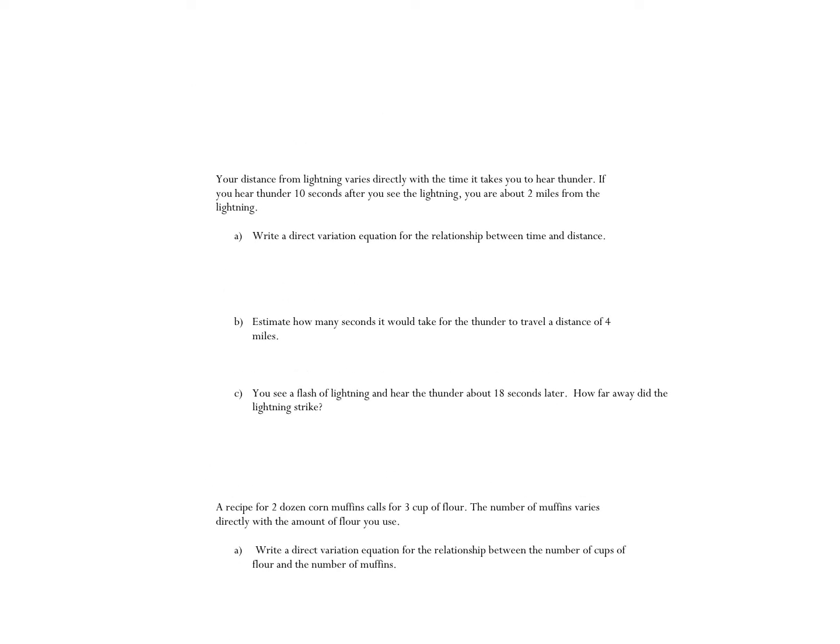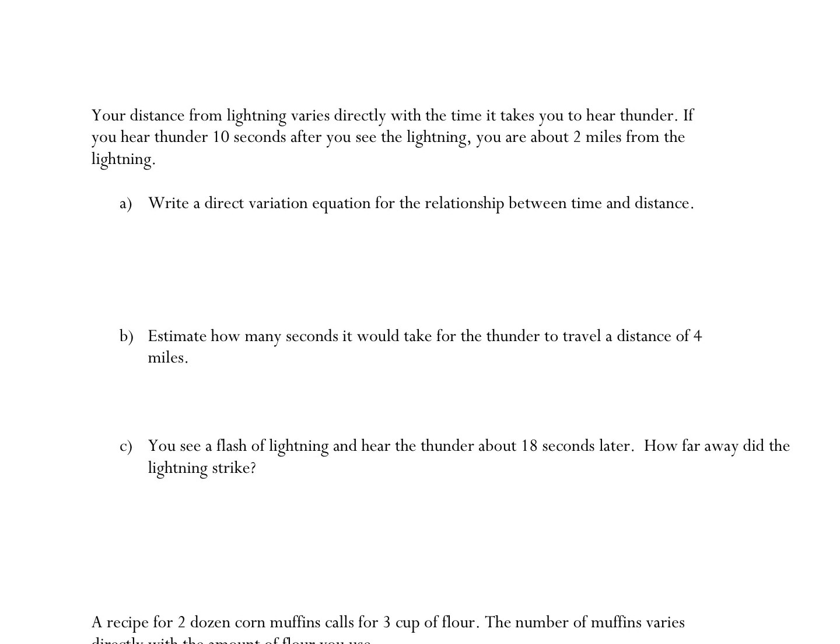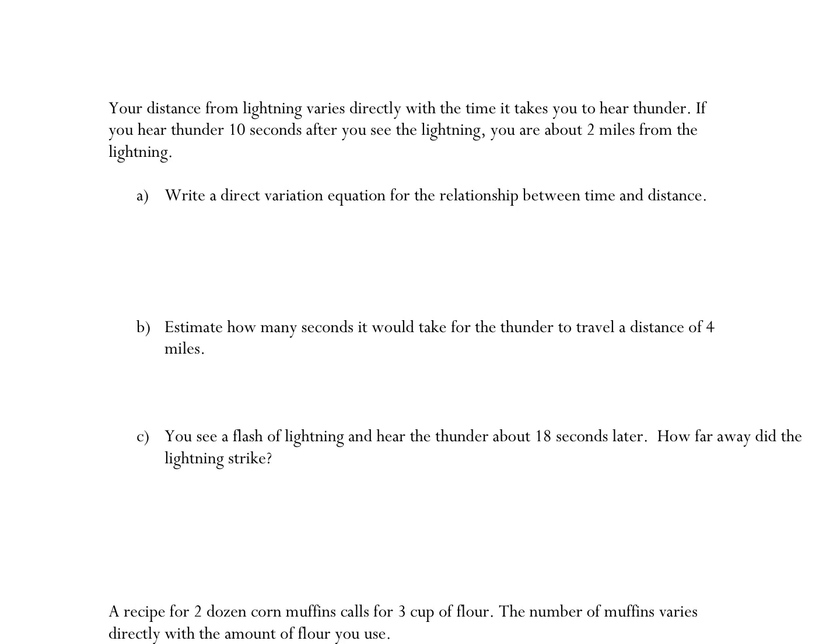All right. Now, the whole purpose of this, honestly, is that we use direct variation reasoning all the time. So, the distance from lightning varies directly with the time it takes you to hear thunder. Have you guys heard of this? That if you count how many seconds, it can help you figure out how far away a thunderstorm is? Okay. If you hear thunder 10 seconds after you see lightning, you're about 2 miles from the lightning.